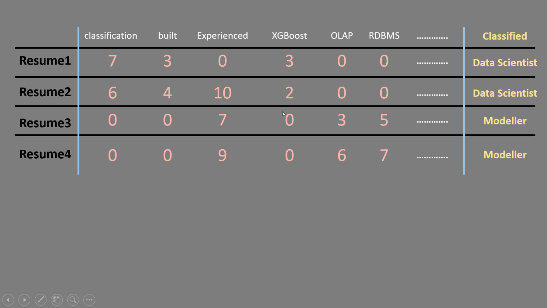But now if you observe this profile, resume 2, what you see is that experienced is repeated 10 times in this particular document. And if this data is applied to a computer, what it finds is that it is very similar to resume 3 and resume 4, because in resume 3 and resume 4 also it is very close to them. So the computer might end up classifying this profile also as data modeler. So what is the solution which we can figure out?